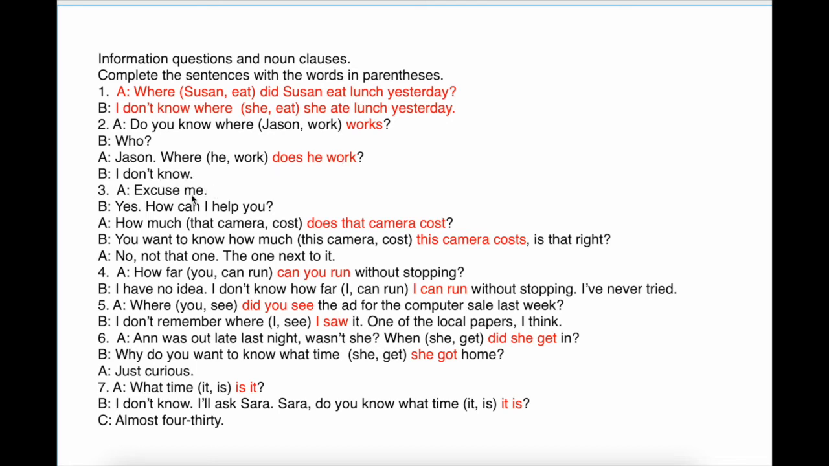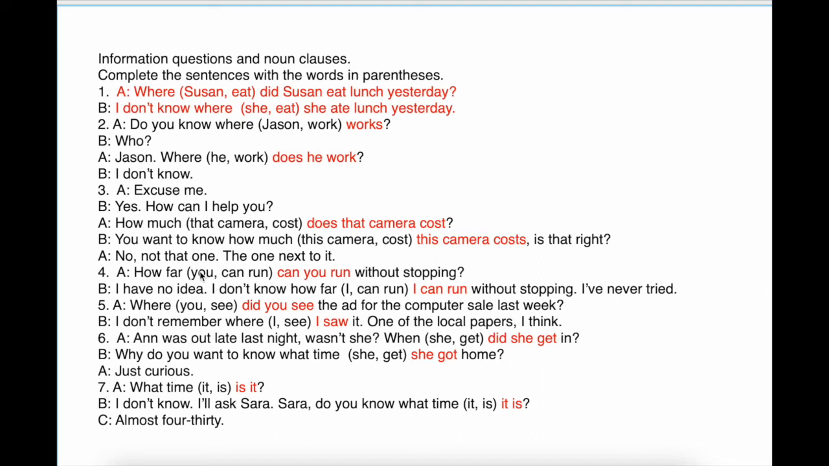3, excuse me. Yes. How can I help you? How much does that camera cost? Information question. You want to know how much this camera costs, is that right? No, not that one. The one next to it. How far can you run without stopping?